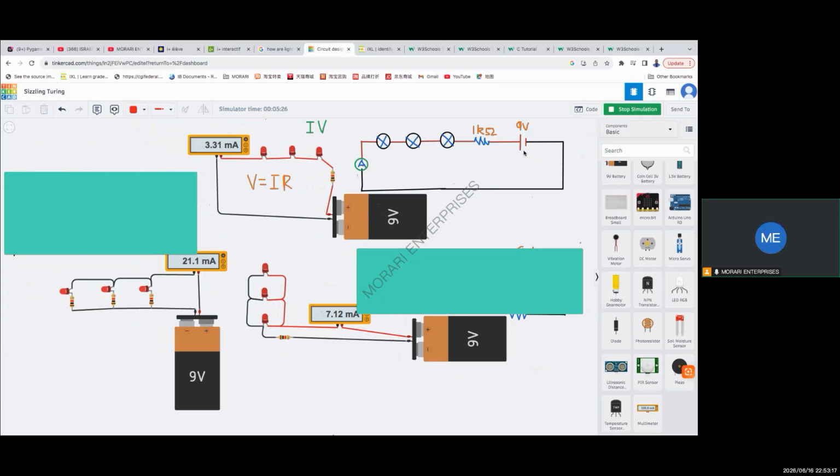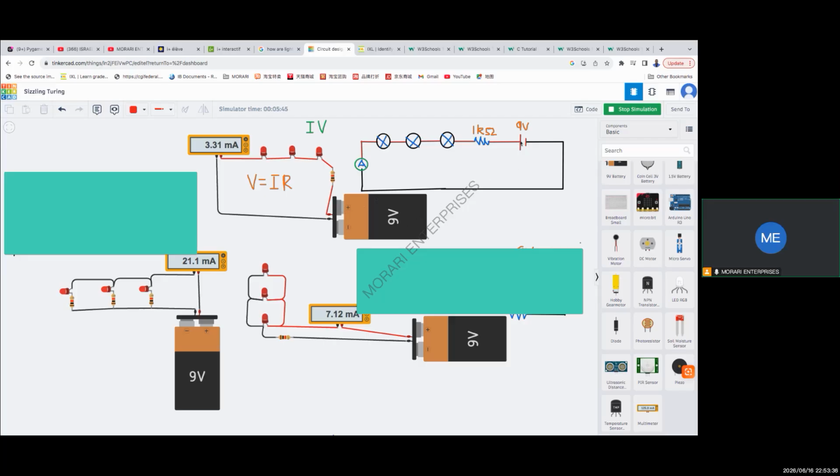So the circuit says I have a 1 cell battery. This shorter end means the negative terminal. This longer end means the positive terminal. So this is how we draw a battery in our circuit. And we label it 9 volts, right?